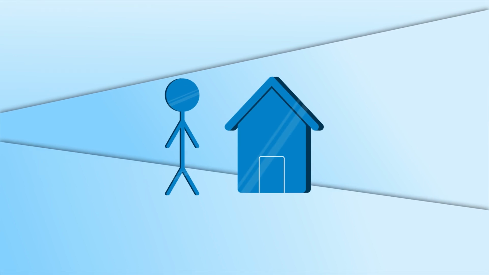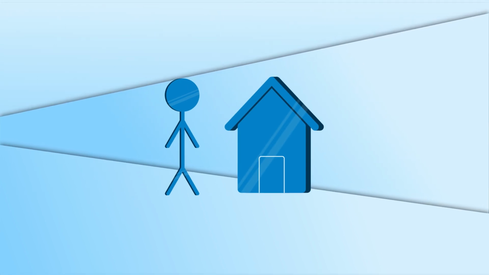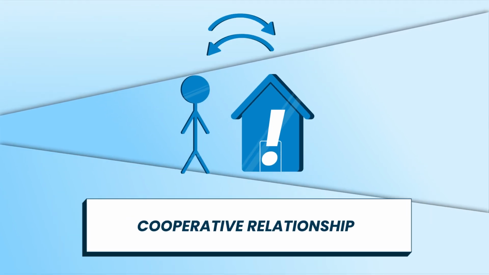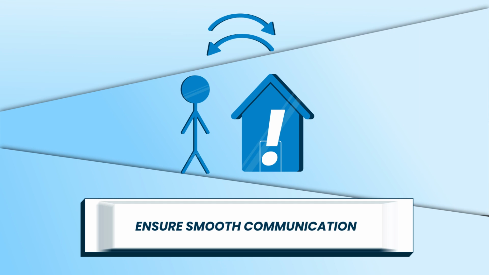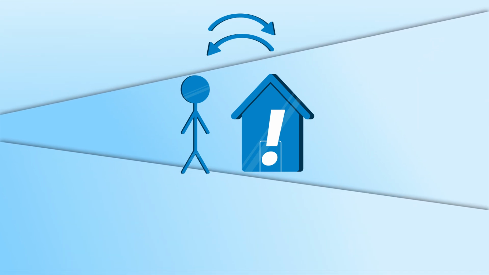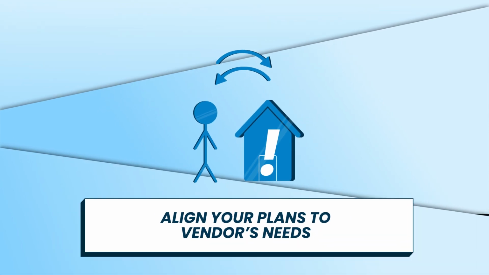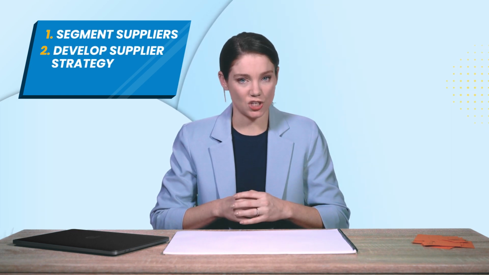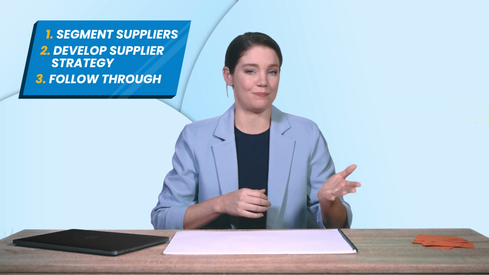Assigning a relationship manager to each of your critical suppliers is especially important. They need to maintain a cooperative relationship with these vendors and ensure smooth communication between all stakeholders. Managers will also help you align your evolving plans to the vendor's needs, thus benefiting everyone. To recap, the 3 steps to managing your suppliers are: 1. Segment your suppliers, 2. Develop a supplier strategy, and 3. Follow through on the plan.